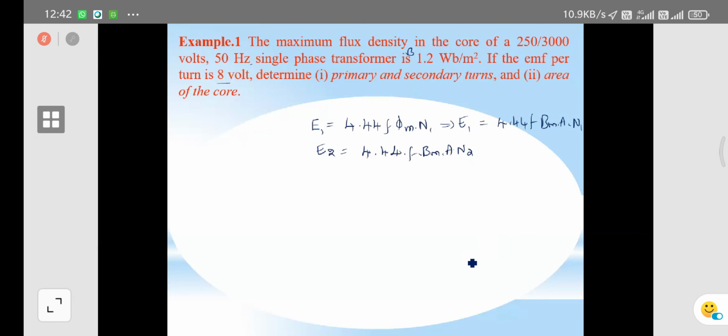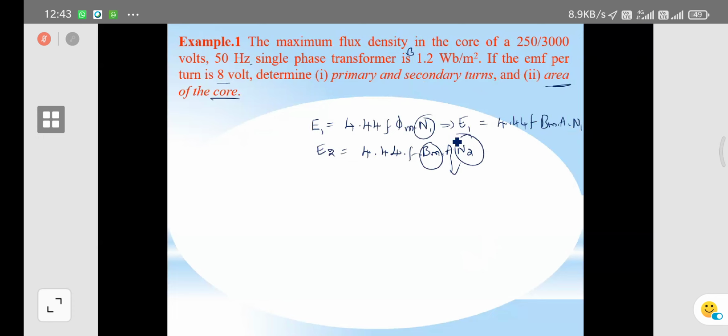Is anyone doing this problem, or shall I explain or not? Shall I continue or are you doing that problem?